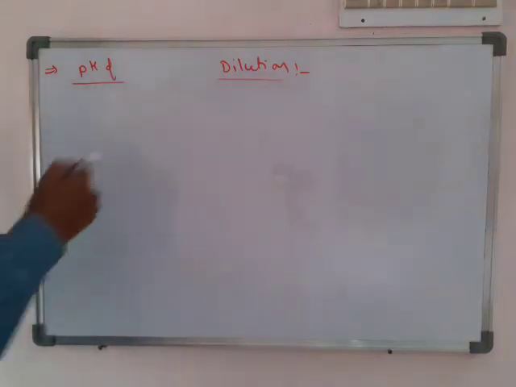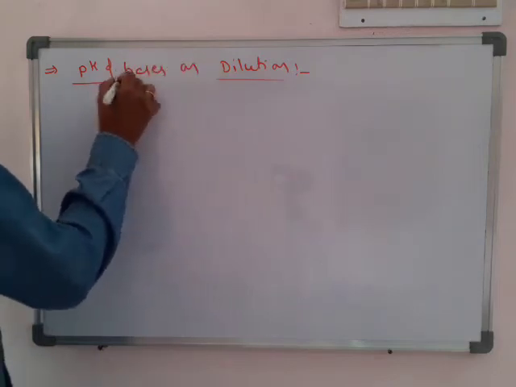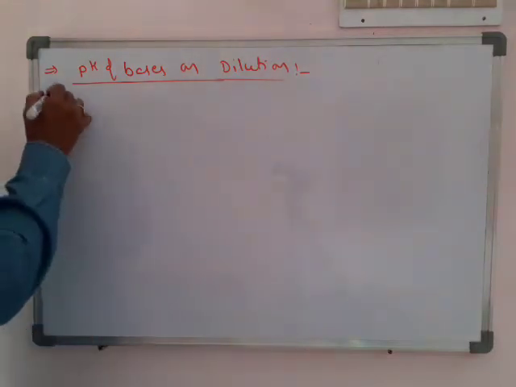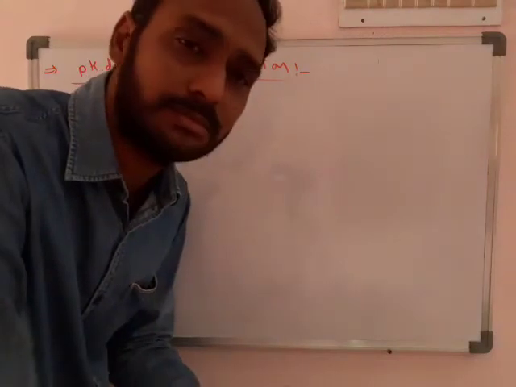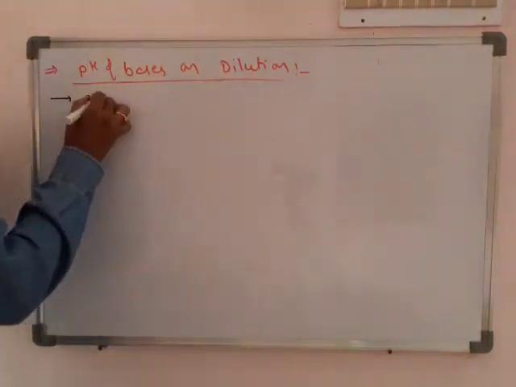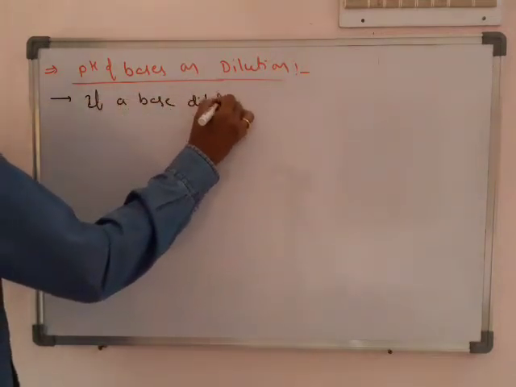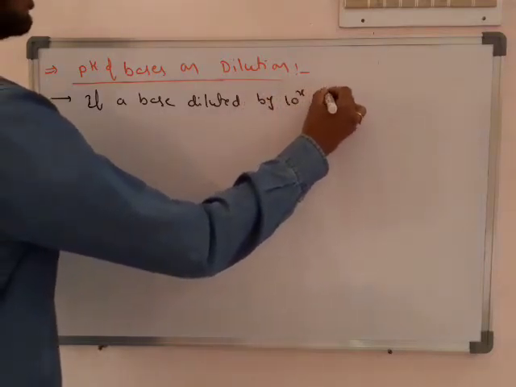Next, see the pH of bases. pH of bases on dilution. Again there are two cases. The first one is if a base is diluted by 10 power x times.